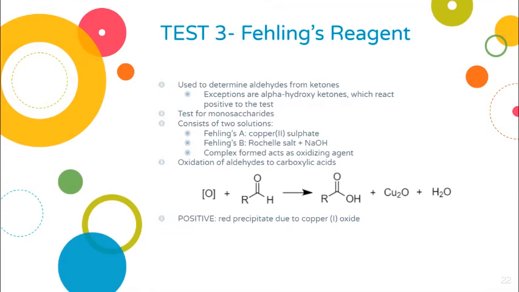What occurs in this test is the oxidation of aldehydes to carboxylic acids. Ketones, however, will not oxidize and thus would show a negative result. A byproduct formed in this reaction is copper oxide. Copper oxide exhibits a red color and thus precipitates after the reaction. This serves as an indicator for a positive test result.